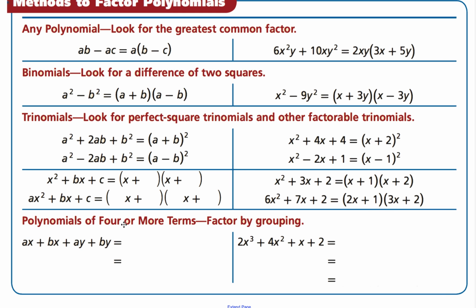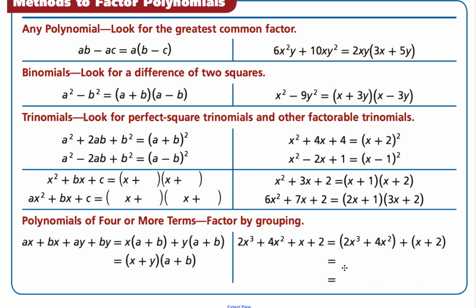And just as a little review, if we have 4 or more terms, we can factor by grouping. So if I group the first two and the last two, I can factor out an x from the first two. From the last two, I can factor out a y. And now they have a plus b in common. So I can factor that out, and I'm left with x plus y times a plus b. Again, grouping the first two and the last two, a common factor of 2x squared comes out, and then they both share a factor of x plus 2. So we get x plus 2 times 2x squared plus 1.